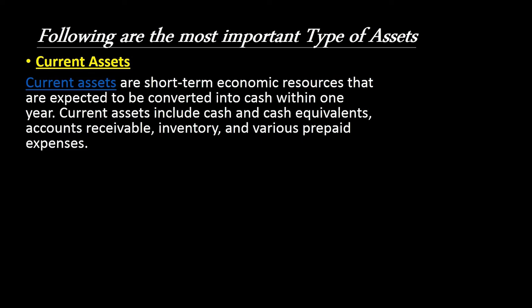So let's try to understand it in simple words. These are your assets which can be converted into cash easily. Let me give you an example. First of all, account receivable and prepaid expenses. Account receivable: if a company has sold their product on account, they will record account receivable in the general entries.